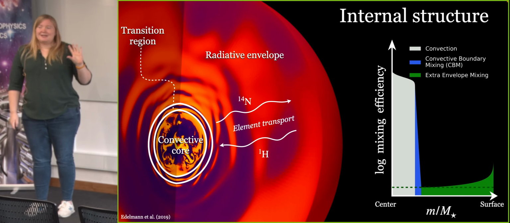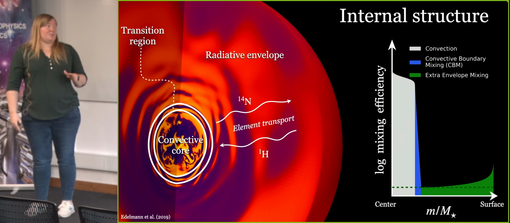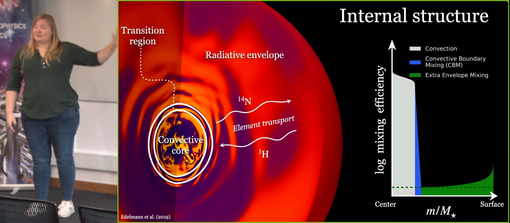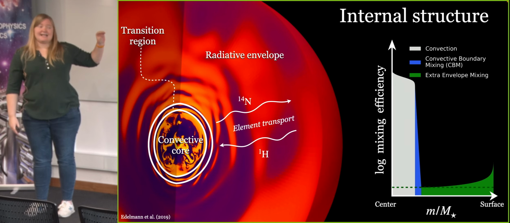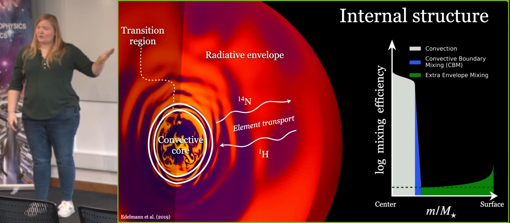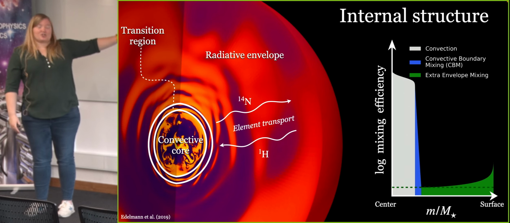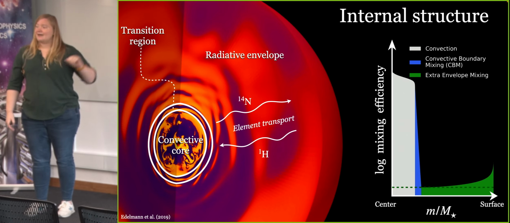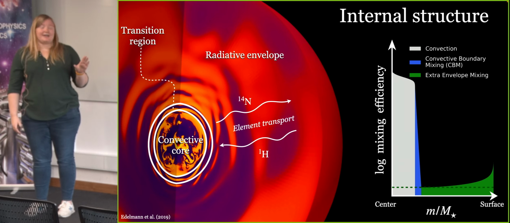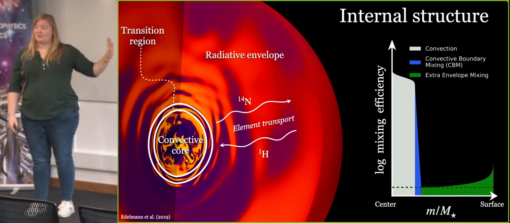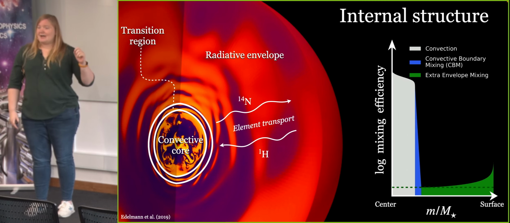Now, if you look at what mixing might look like inside these stars, I'm showing you here on the right a mixing diagram, where you see the efficiency of the mixing on a logarithmic scale on the y-axis as a function of where inside the star we are. Similar to the structure before, I divided this mixing profile into three different regions. In gray you have mixing from the convective core, which is really high. You have green mixing in the envelope, and in between the two you have mixing that is referred to as convective boundary mixing, happening in this transition region.